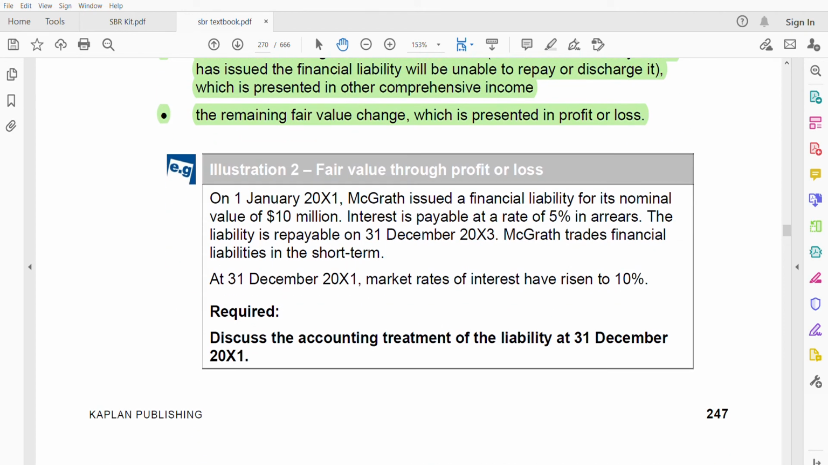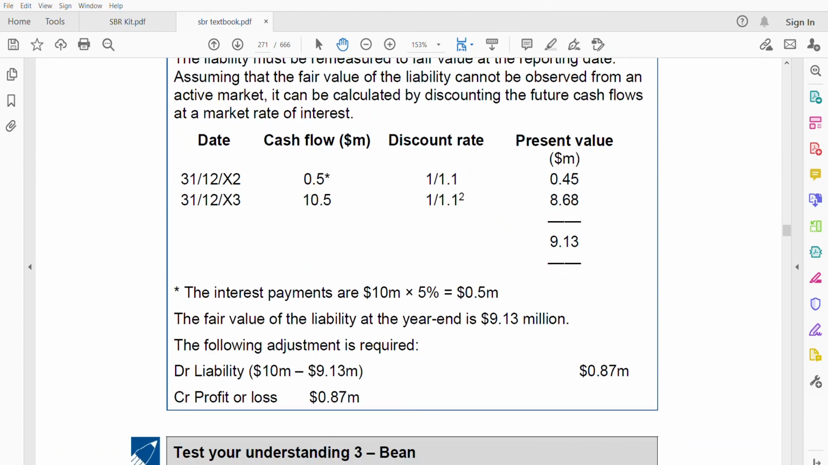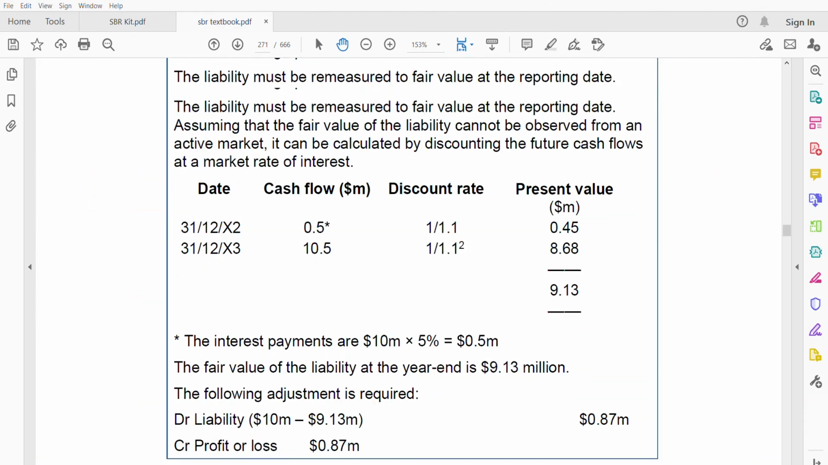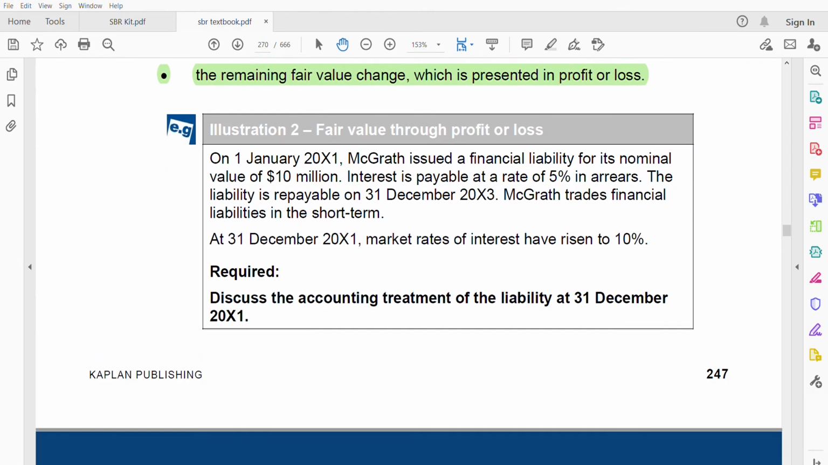This is explained through an illustration. We'll go through this illustration, the last one, and then we are over with it. On 1st January 2001, McGrath issued a financial liability at its nominal value of 10 million. Interest is payable at a rate of 5%. The liability is repayable on 31st December 2003, so 2001, 2002, 2003, for three years. They trade financial liabilities in the short term. At 31st December 2001, market rates of interest have risen to 10%. You see?